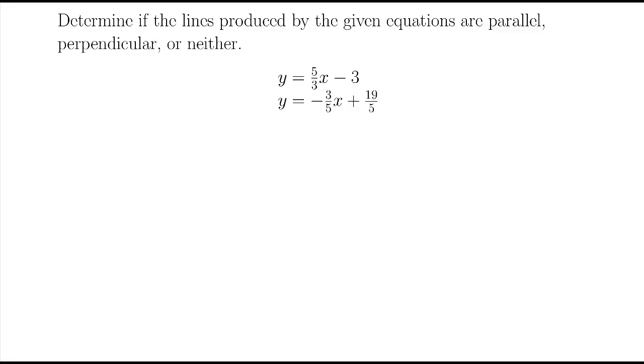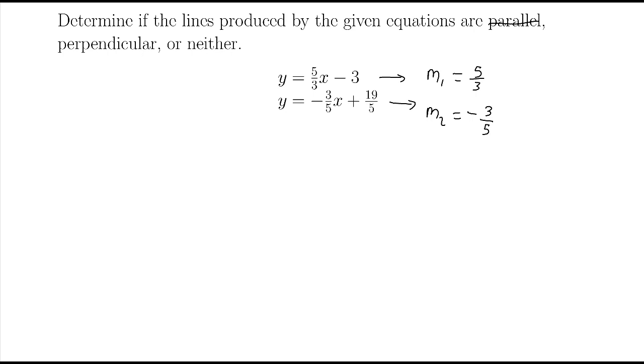Let's determine if the lines produced by the given equations are parallel, perpendicular, or neither. Keep in mind, we need to compare their slopes. The slope of the first line is 5/3. The slope of the second line is -3/5. They are not the same, so this is not a pair of parallel lines.